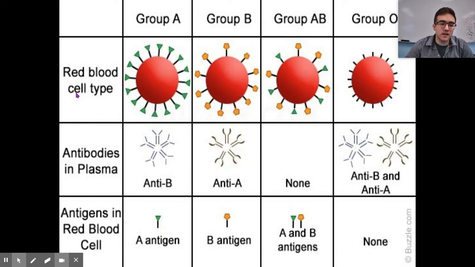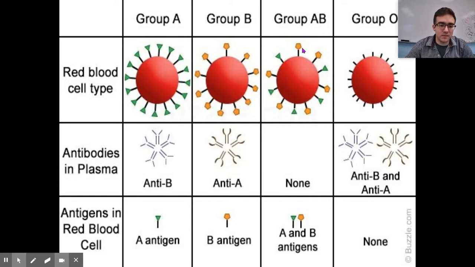So group O can be given to anybody. But if you have type O blood, you can only receive type O blood, because group O has both the anti-B and the anti-A antibodies. So group O can be given to anybody. They're a universal donor. Group AB, on the other hand, can receive any blood.